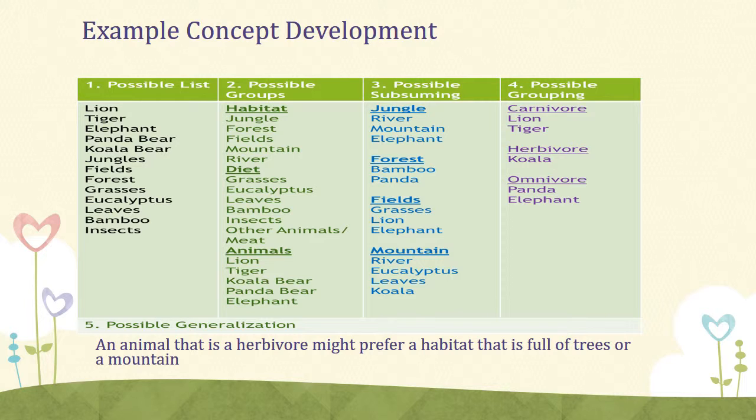a different category. And then kind of tie them together, like things that come from the jungle from column 2, things that come from the forest from column 2. You can see the general description there. And then in step 4, you're going to look at possible groupings you haven't thought of before. And you can see there it's carnivore, herbivore, omnivore. So the possible generalization you could come to from that is an animal that is an herbivore might prefer a habitat that's full of trees or maybe even a mountain.